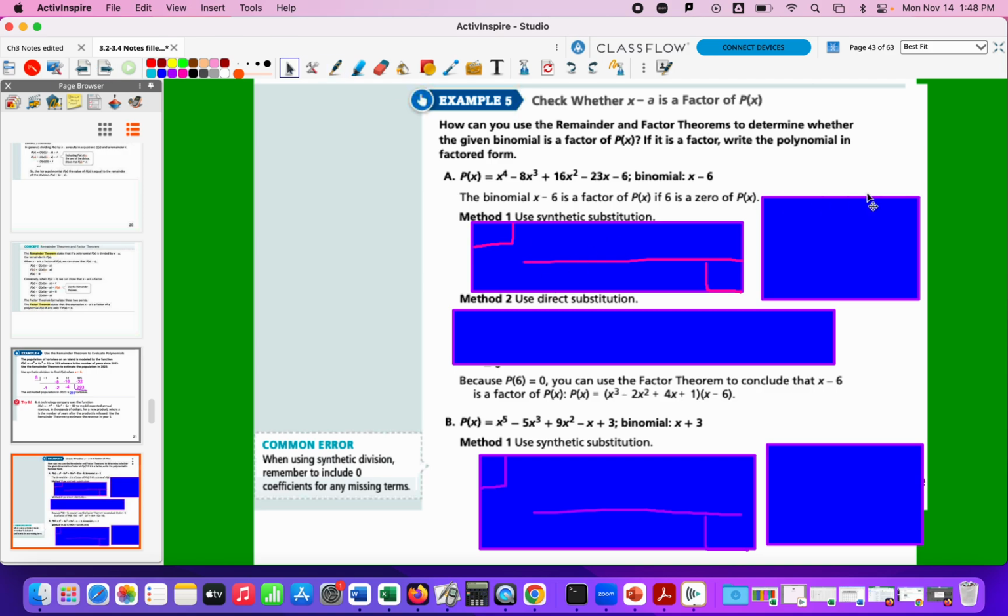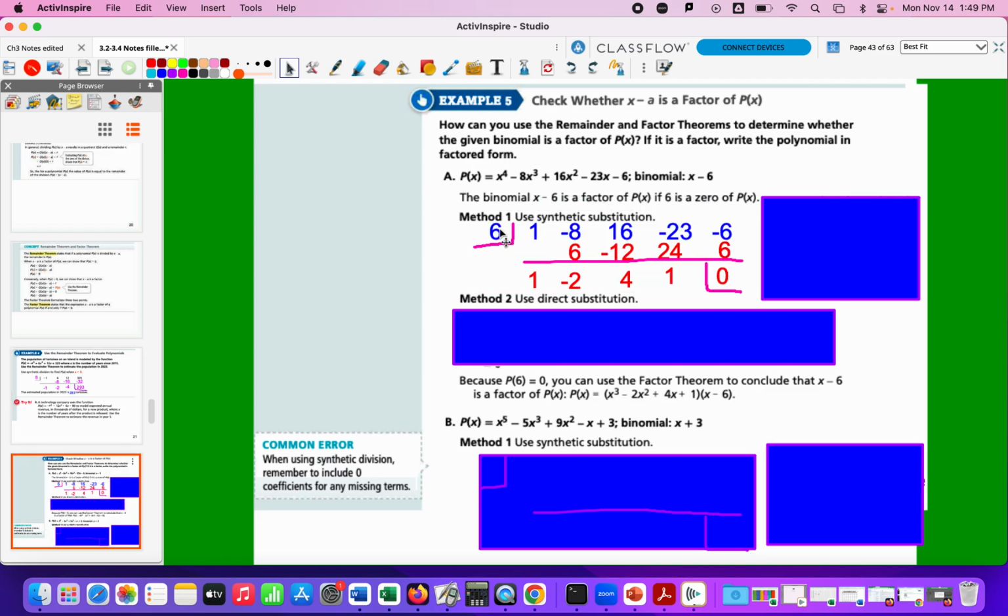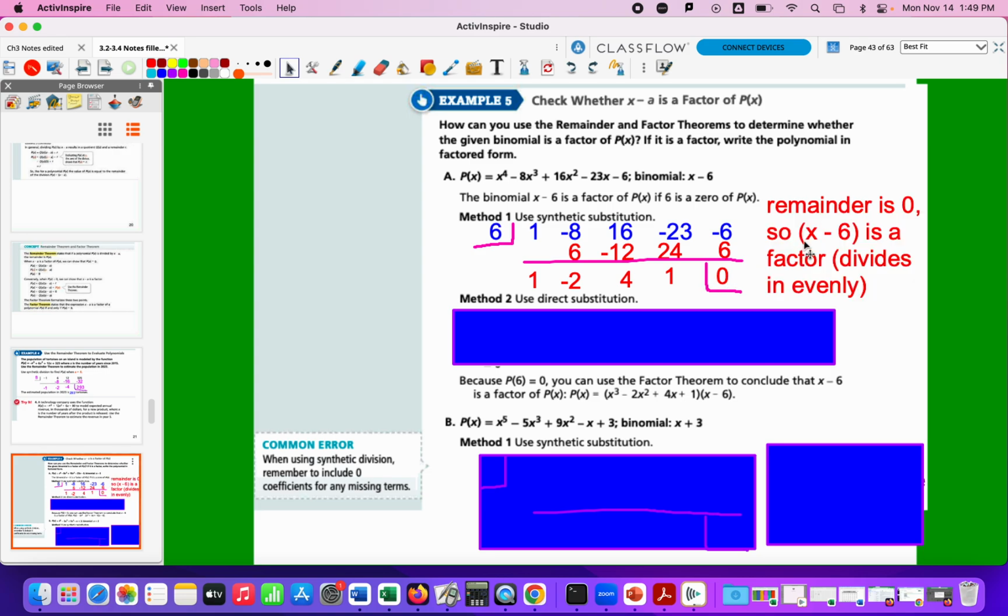Our last idea, the bigger idea here, is how do we know if something is a factor? Well, let's do our synthetic division here. We're trying to divide by x minus 6. It's only going to be a factor if it divides in evenly. That means the remainder has to be 0. So if you do your synthetic division here, I'm going to use 6 because it's x minus 6, so x equals 6. When I do the synthetic division, feel free to pause and try it yourself. When I do all the work, the last number is 0, so my remainder is 0. So since the remainder is 0, x minus 6 is a factor because it divides in evenly.